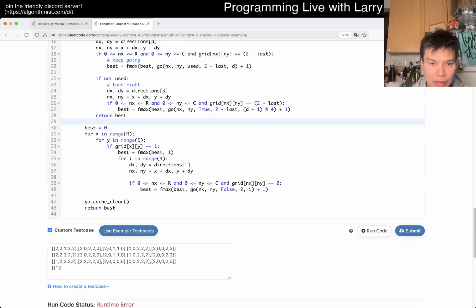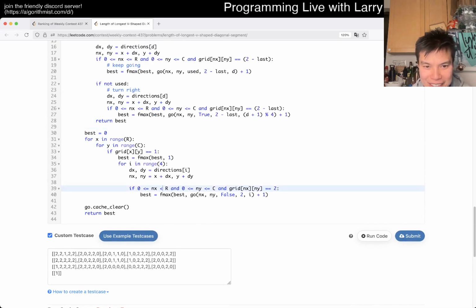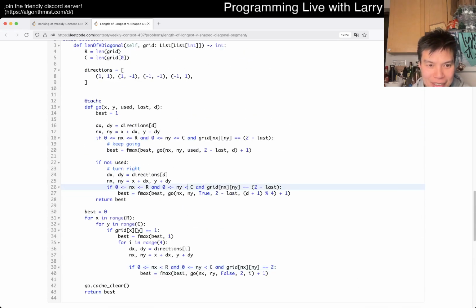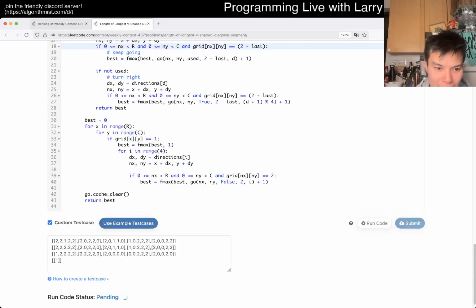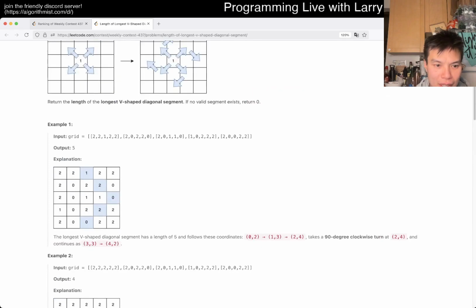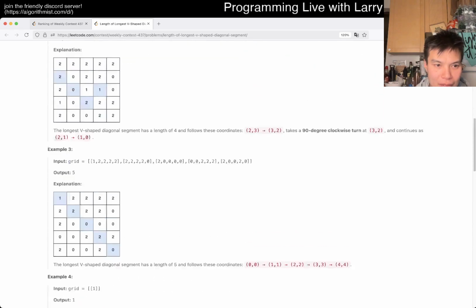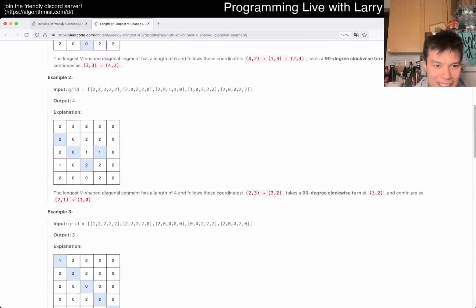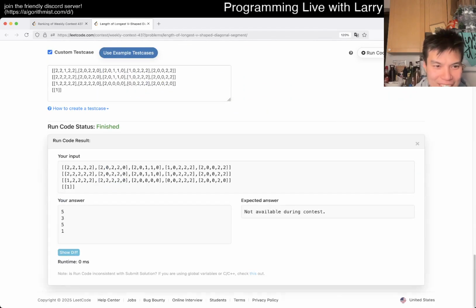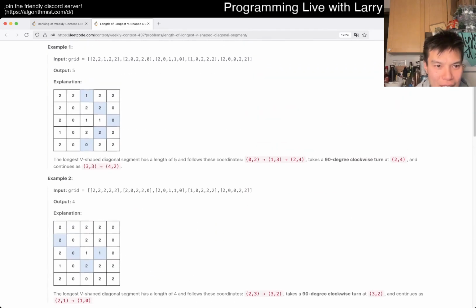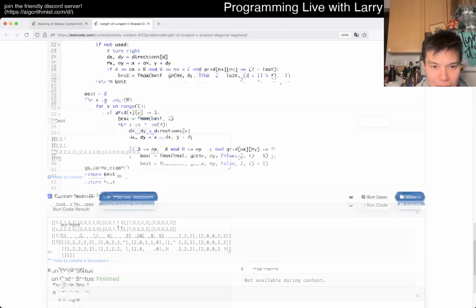Out of range because I suck at... I can't even write if statements anymore. I don't know how I missed this. I'm just so tired. 5, 3, 5, 1. All right, we're almost good. Not actually good though, which would be nicer. Okay, so we have this one.